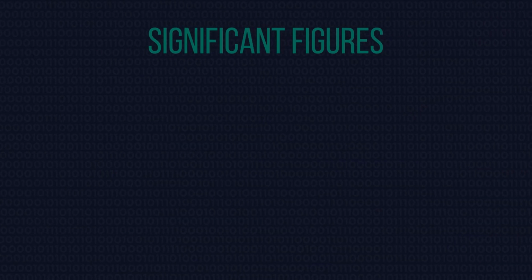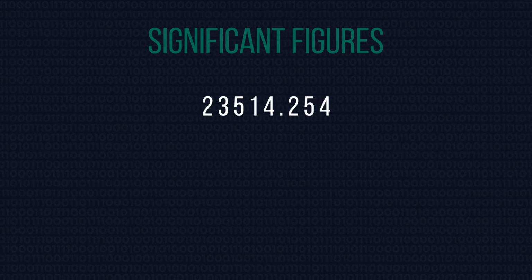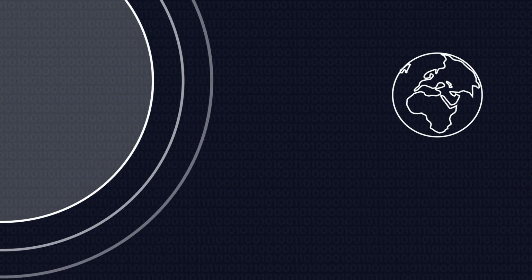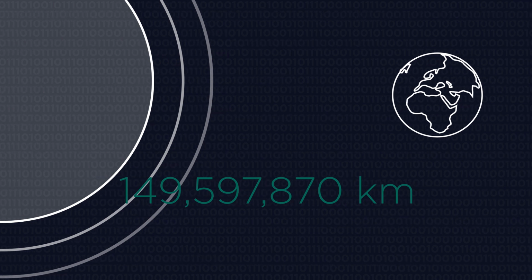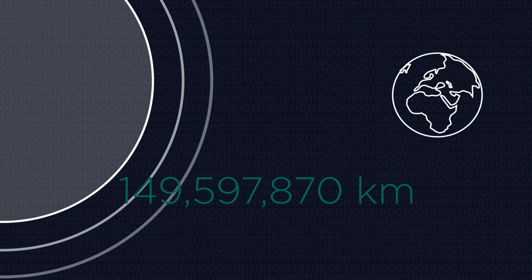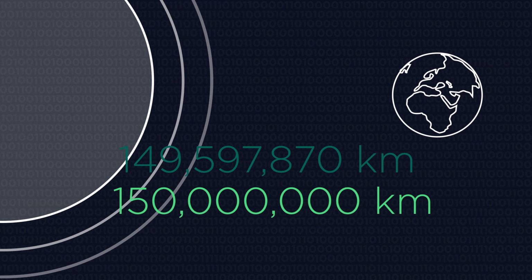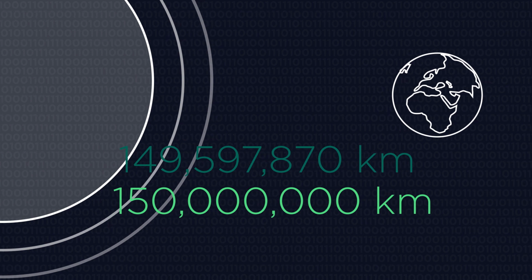Significant figures. The method of rounding to significant figures can be applied to any number of any size. For example, the sun is, on average, 149,597,870 kilometers from Earth, but we tend to say that it's 150 million kilometers away. This is the true value rounded to two significant figures.